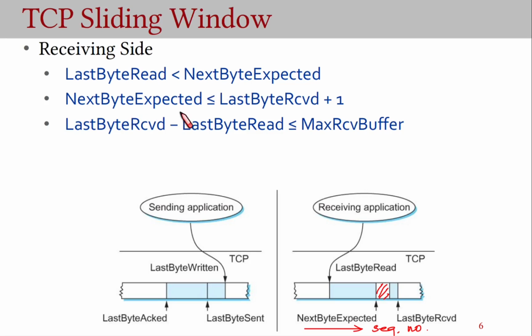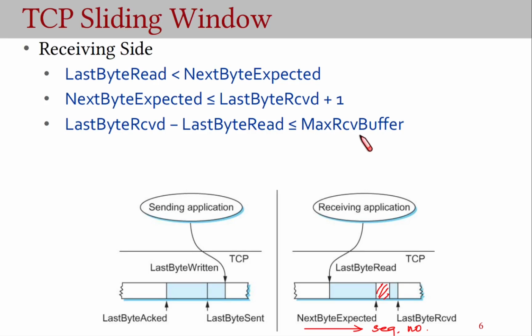Second, next byte expected is less than or equal to last byte received plus 1. There had been some out of order delivery here, so this chunk is missing. But if data was delivered in order, then last byte received would point here, and therefore in that case next byte expected would be equal to last byte received plus 1. But in general, because of out of order delivery, there would be an inequality.